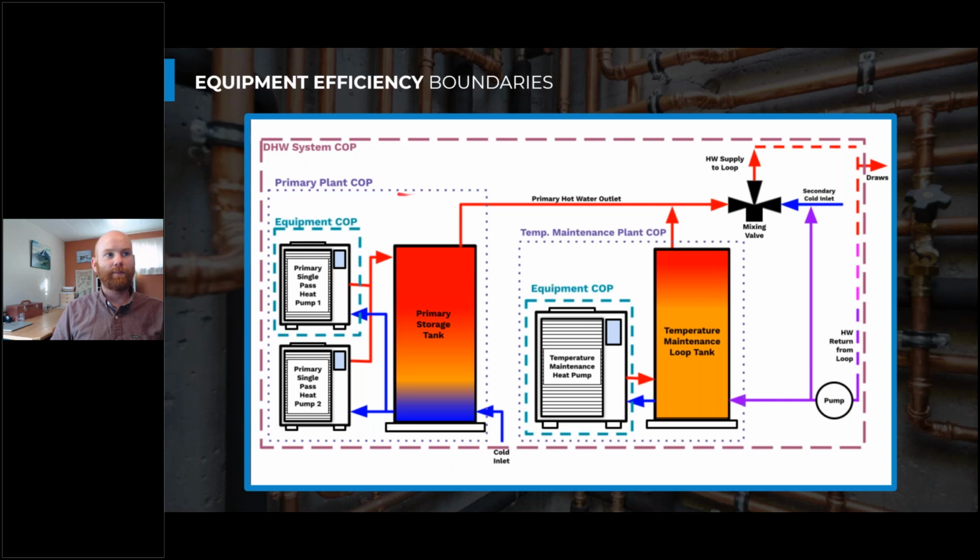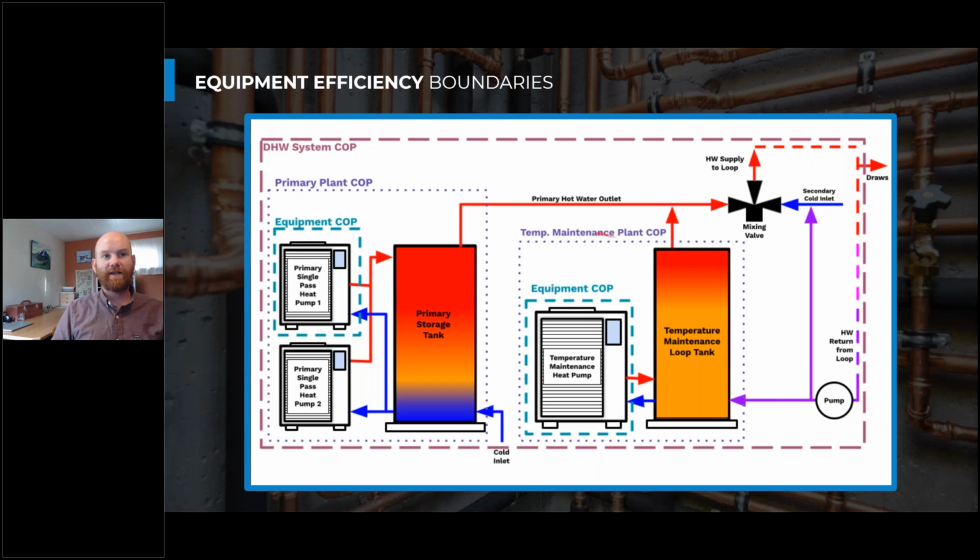We can also look at the primary plant coefficient of performance, and that's really looking at the equipment that's serving that primary system and the storage tank and the associated losses with that. That's a great way to understand how efficient that primary heating system is. We're taking in cool water and heating it for use in the building. We want to prioritize that primary plant coefficient of performance because it's the bigger load in these buildings. There's more energy use associated with that primary water heating than, say, the temperature maintenance water heating.